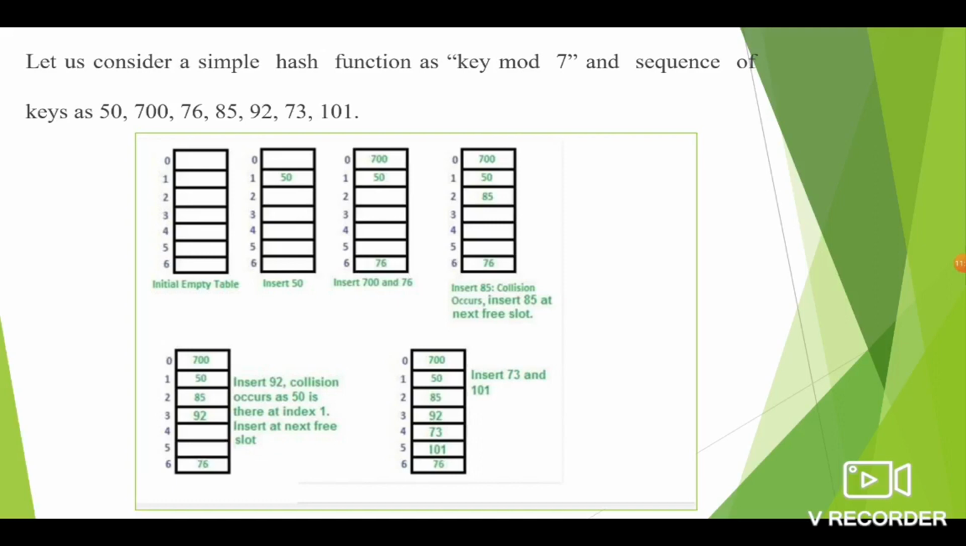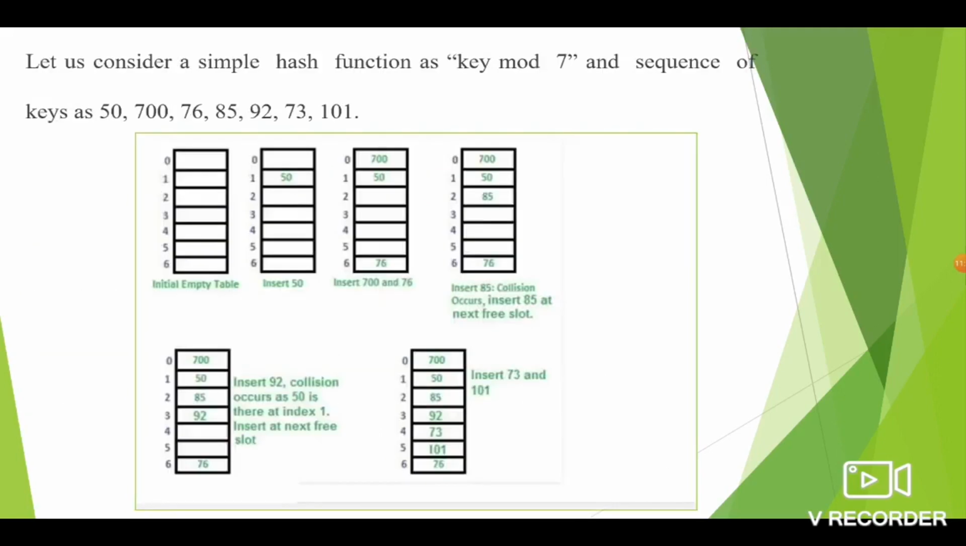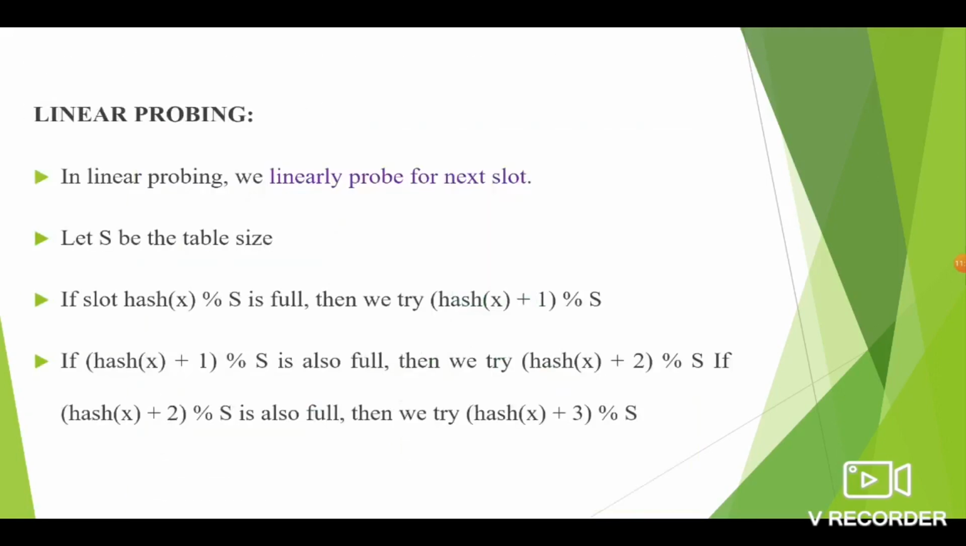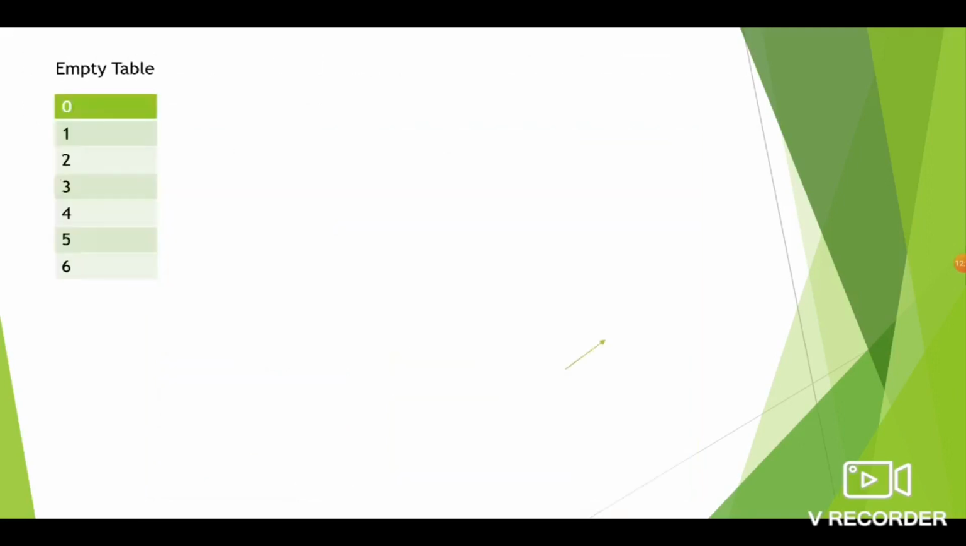So again, I am inserting the value 92. So it is colliding with 50. Okay, so that is 92 modulus 7 gives you 1. At index 1 already I am having the element 50. So if collision occurs, I have to move to the next location, hash of x plus 1. So that is 2. If that location is also full, then I have to go hash of x plus 2. So I am moving to the location 3. At the index 3, I can insert the value 92. Okay. So this is called linear probing.